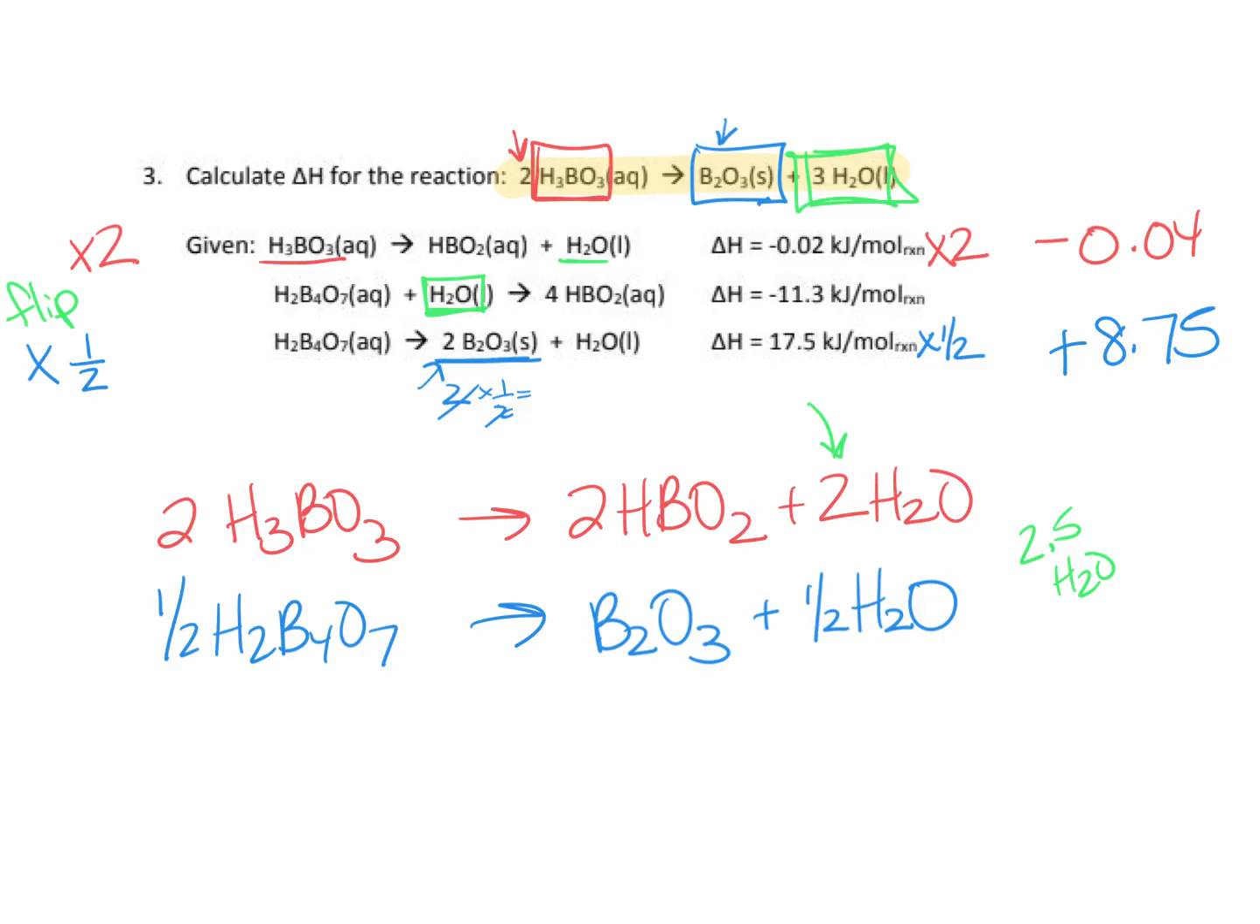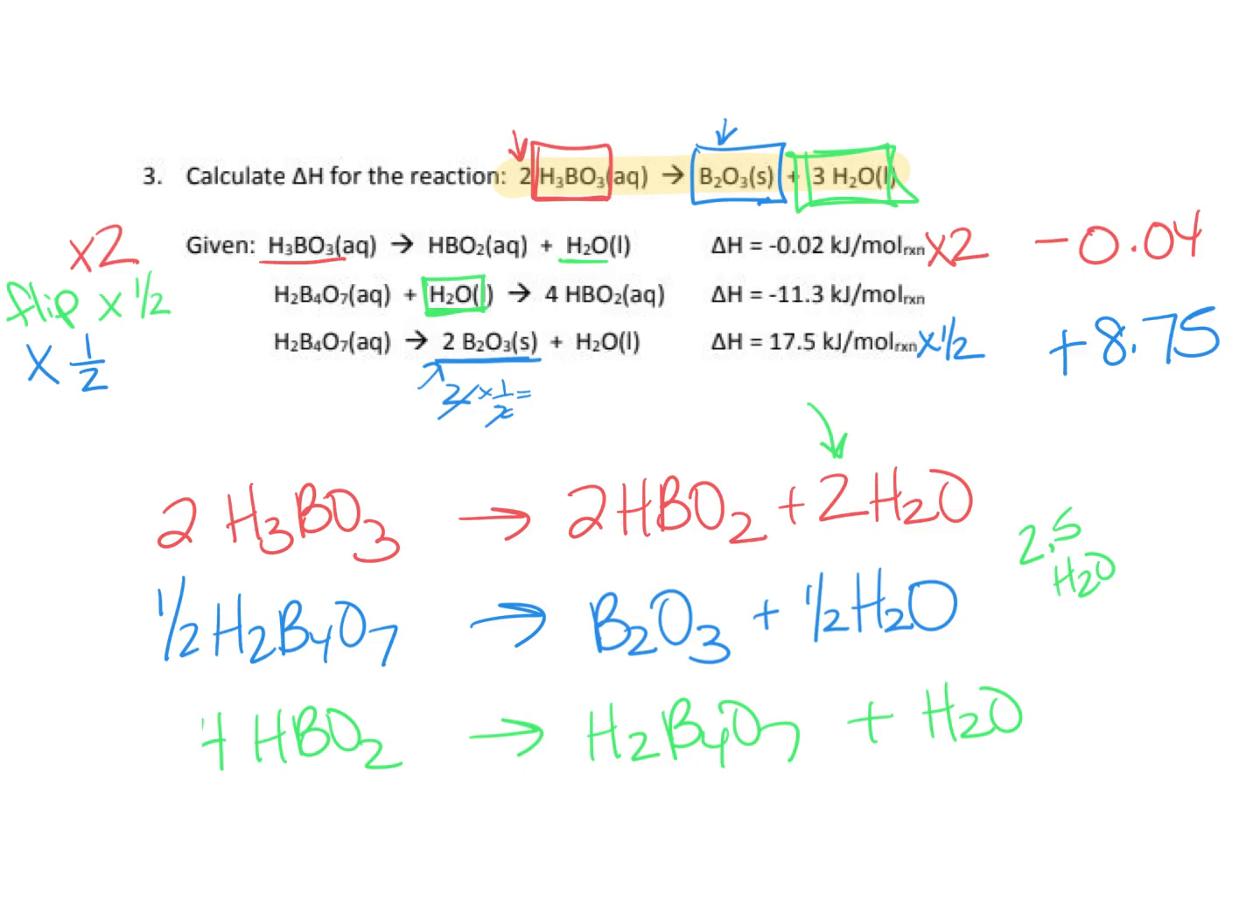So I automatically know that this is going to become 4HBO2, and I know I'm not done yet, so don't panic on me. If you're doing this in pen, you're going to regret it. H2B4O7 plus H2O. So I've just flipped it. But I now have 3.5 waters. I only need another half. So I also am going to multiply this one by a half so that I can have the proper number of waters that I need.